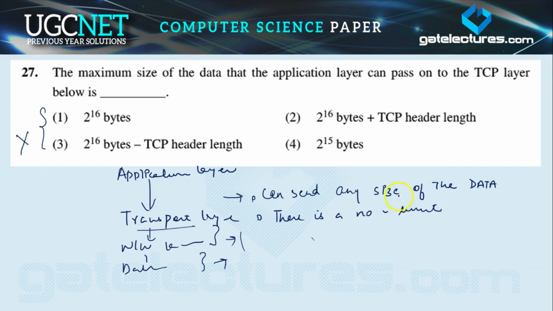This question was already asked in GATE 2008, then NET 2016, December 2016, and then 2017. So this question is quite important, but all the options are not correct, because the correct option is any size. Okay, in GATE 2008, in the official answer key, the answer is this one. Okay, so this is the correct answer.